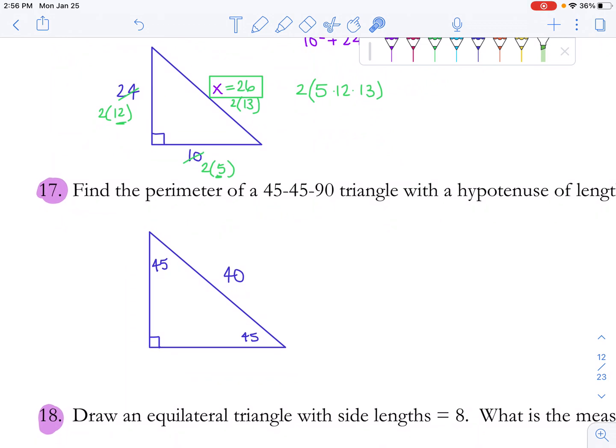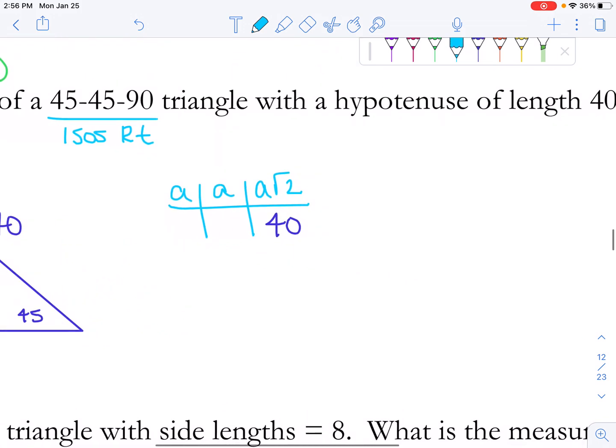And remember, 45, 45, 90 are isosceles right triangles. So that means the legs of the triangle are congruent. So we can use the pattern A, the congruent legs, and then the hypotenuse is A root 2. So we were told the hypotenuse is 40. So what we have to do is solve this equation. A root 2 equals 40. We have to divide both sides by the square root of 2 to get A by itself.